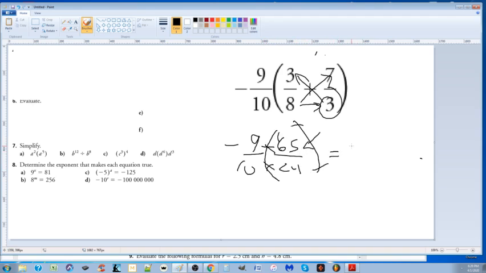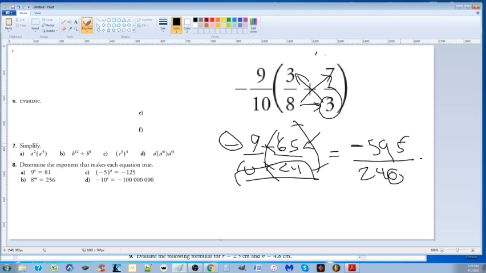So I know my number's going to be negative because it's a negative. I know it's all going to be over 240 because I can easily multiply 10 times 24. And then this ends up being 545, and then 9 times that, 54, 50, minus 595, I think. And then I can look and instantly see they can both be divided by 5. So I probably could have simplified along here and simplified along here. And actually you can. Let's go back and do that.